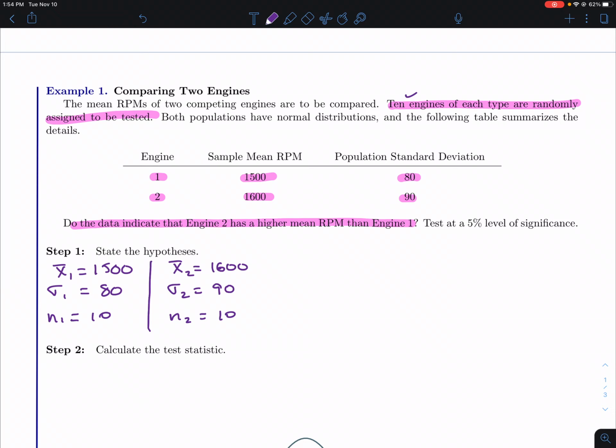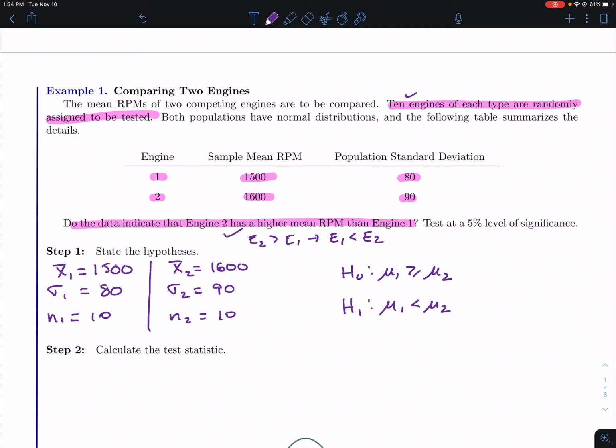So now it's time to write down our hypotheses. In this case, does engine 2 have a higher RPM than engine 1? What this is saying is, is engine 2 greater than engine 1? But we want to think of this in terms of mu. I usually like to have the mu1 on the left, so I'm going to rewrite this so it looks like engine 1 is less than engine 2, which means mu1 is less than mu2. And so that means my H1 has to be mu1 less than mu2.